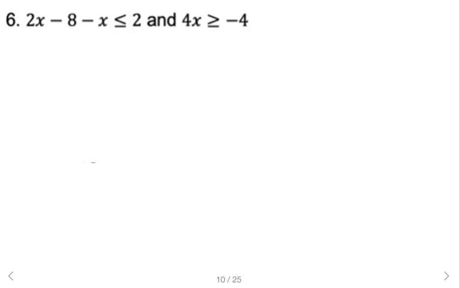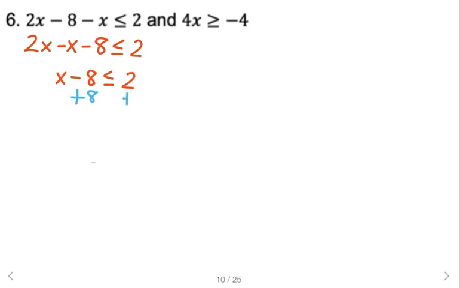All right, on this first one, we've got some like terms we can combine. And so 2x minus x is 1x, or just x. So x minus 8 is less than or equal to 2. To get rid of minus 8, we'll add 8 to each side, and we'll have x is less than or equal to 10.